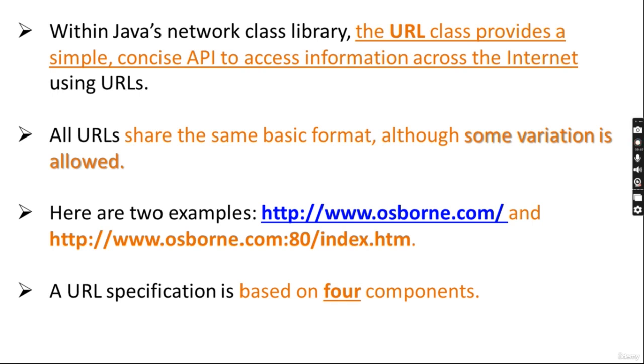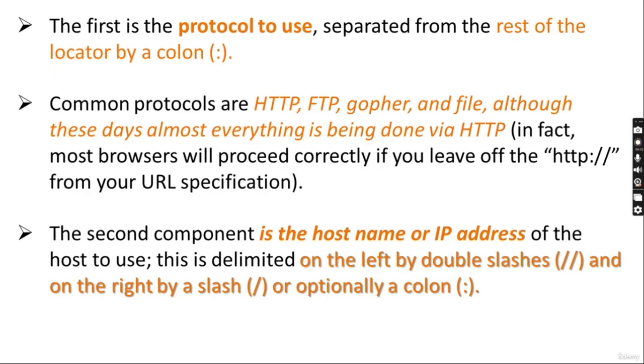For example, www.osborne.com at index.html. A URL has four components basically. First is the protocol to use, separated from the rest of the locator by a colon. Common protocols are HTTP, FTP, Gopher, and File, although these days almost everything is being done via HTTP.